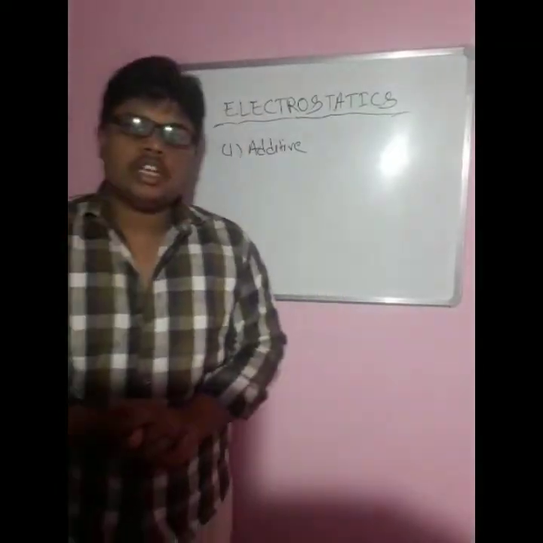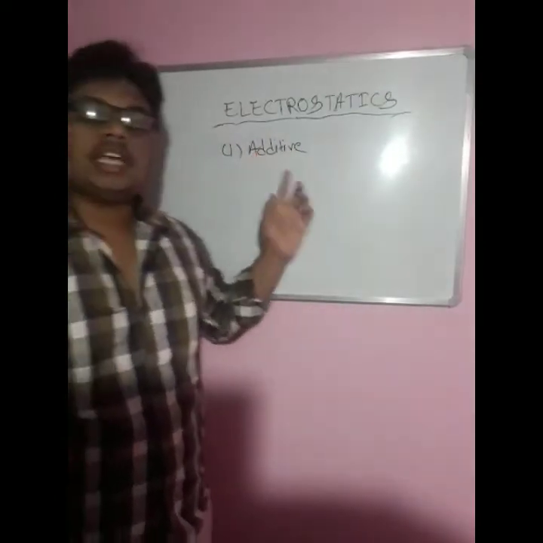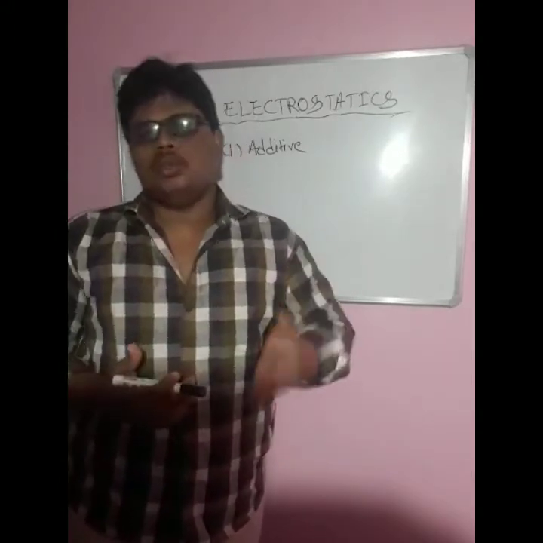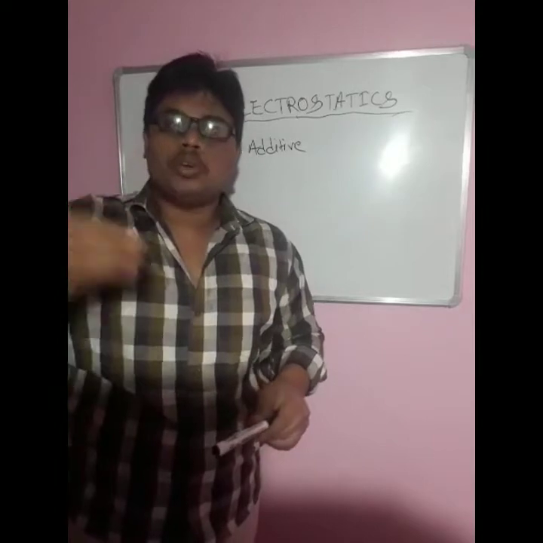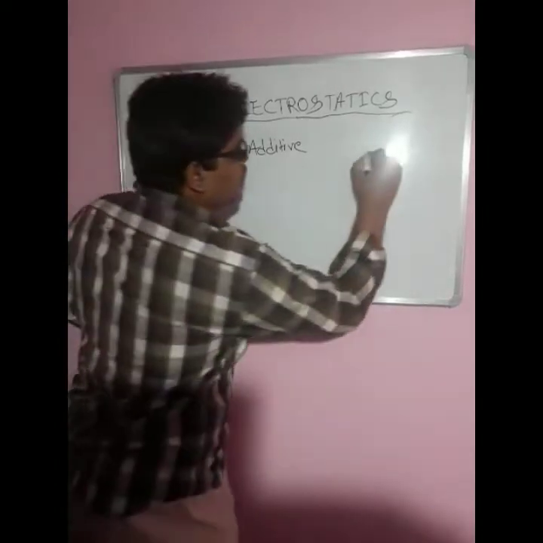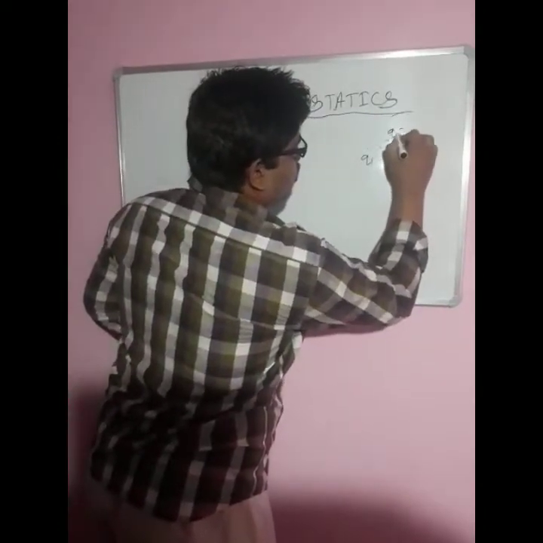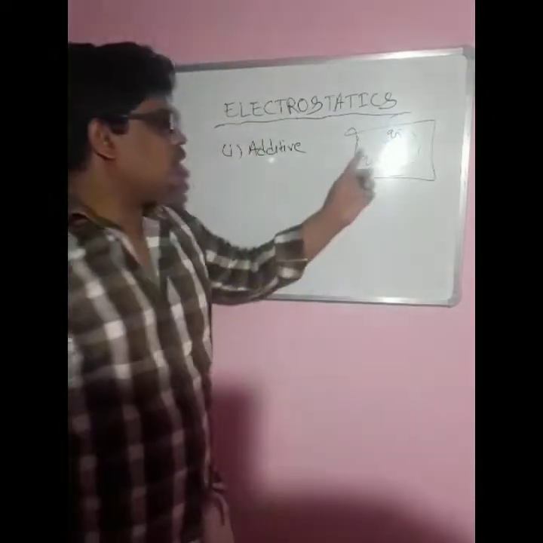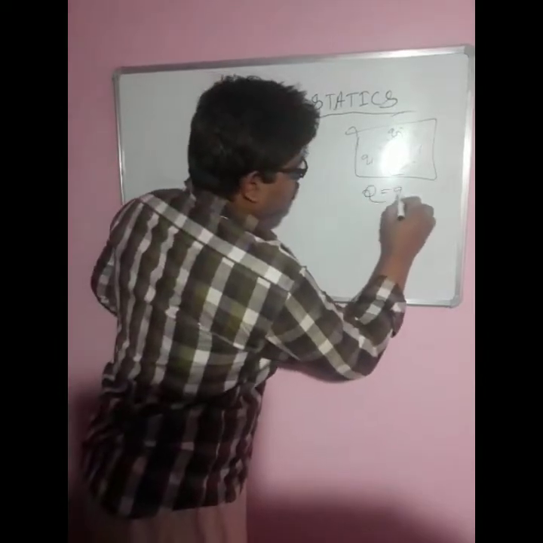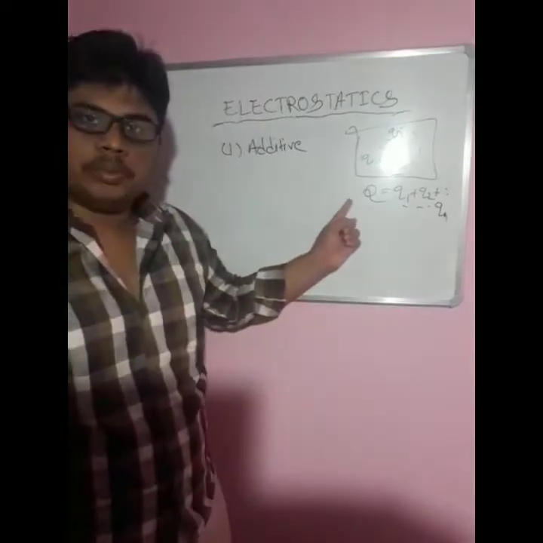We already discussed the charge. Now we discuss the properties of charges. The first one is the additive property. It means if a system has a number of charges, that is Q1, Q2, Q3 up to Qn, then the total net charge is equal to the summation of all individual charges. The total charge Q is equal to Q1 plus Q2 up to Qn. This is the additive property of charges.